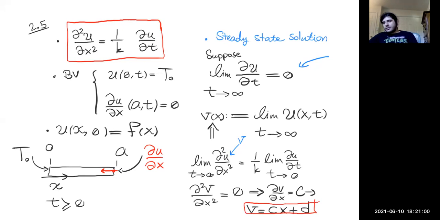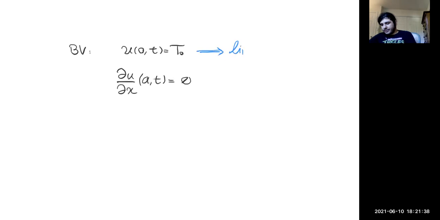Okay. So now we know what v of x is. Now, remember, we also have these boundary value conditions, right? One boundary value condition was u of 0 and t is equal to t naught. The other one tells us that the derivative of u with respect to x at the point a, at any time t, is equal to 0. Now, we can take limits from both of these equations. We can take the limit of u of 0 and t, sending t to infinity, and the right-hand side would be the limit of some constant, which would stay the same constant.